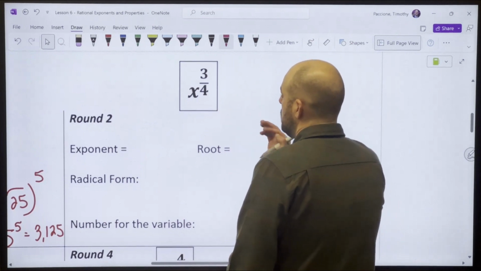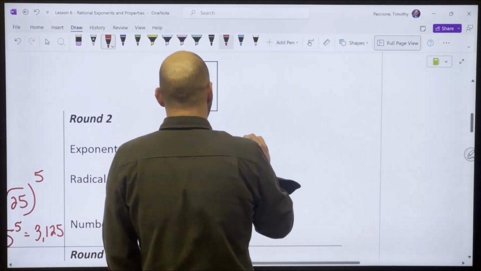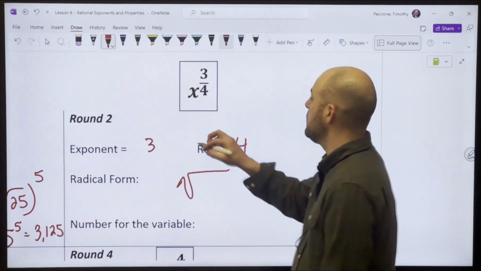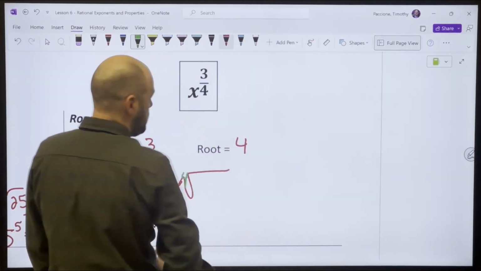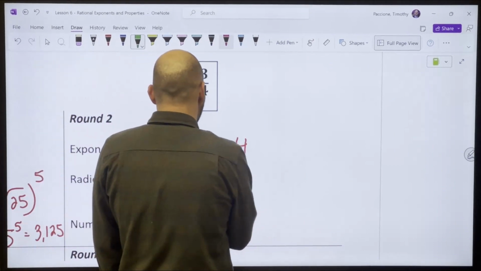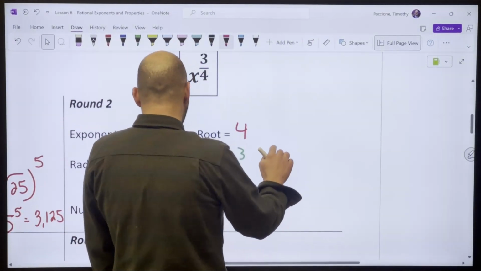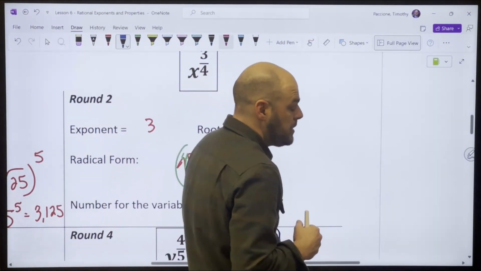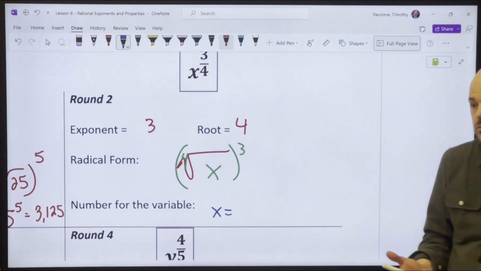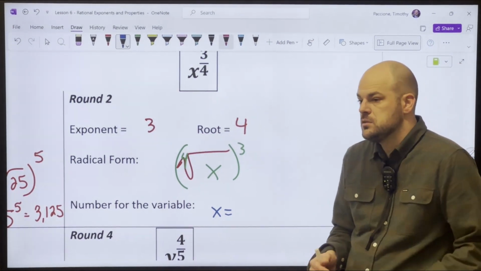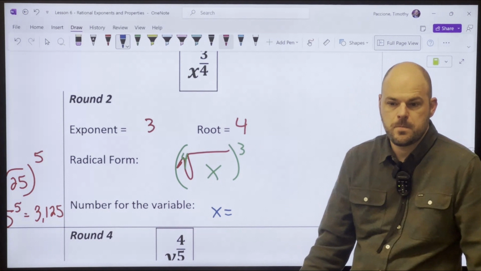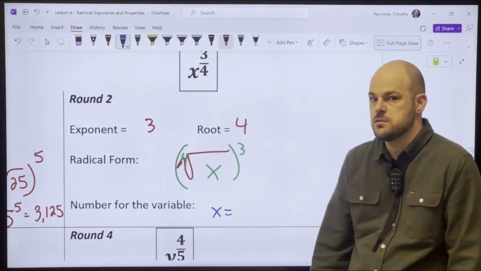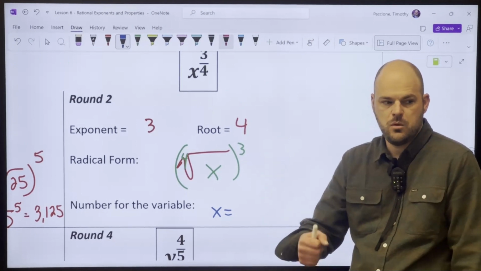Again, exponent root. So 3 and 4. Set up your radical. Put in your pieces. So my root is the 4th root. My base is x, and it's being raised to the 3rd. So now if I'm going to come up with a possible number for x here, I have to pick a number that I could do what to? I could take the what of? The 4th root of, right? So it has to be a number that is something to the 4th. So anybody come up with something?